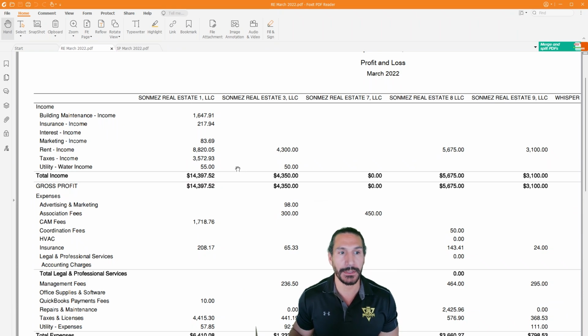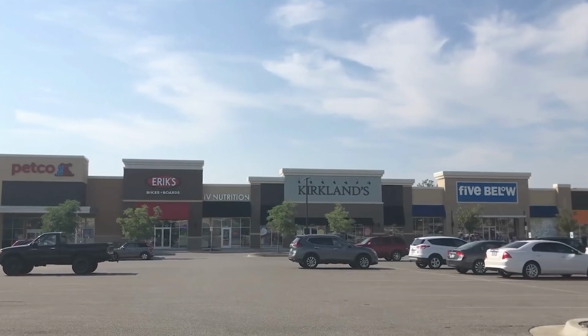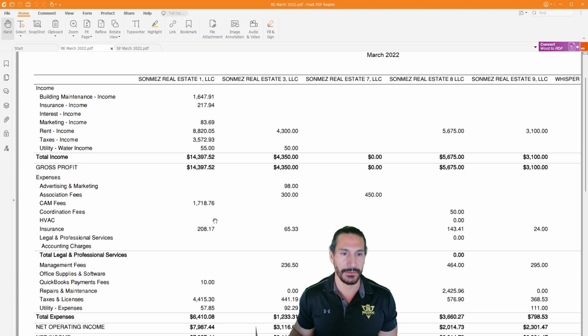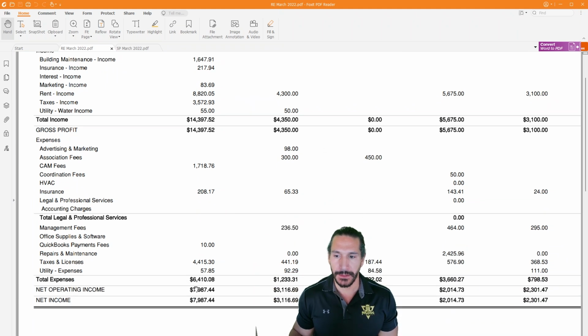This first property is a commercial property that I own around the Kansas City area in Liberty, Missouri. You can see that there's income that comes in from the building maintenance income and the rent. The tenants basically pay all of the fees on the building, so it's a triple net lease. They're paying all these things, and then I have to pay them back to the developer for a lot of these things. So you can see that there. And then the net on this comes out to about $7,900, almost $8,000 a month.